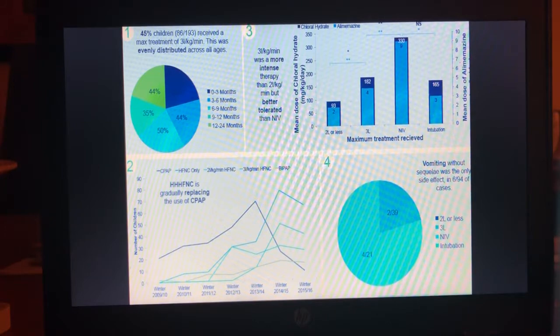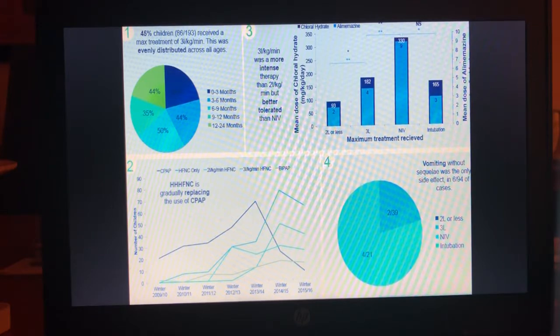So I'd like to talk you through this slide. We'll start off with, firstly, the top left-hand corner and the pie chart, which shows the age distribution between 3-month categories, 0 to 3, 3 to 6, 6 to 9, etc., for the 86 children out of the 193 who received 3 litres per kilo per minute. Hopefully you can see that it's fairly evenly distributed across the age ranges, and so there's no particular age group who appear to predominate with a higher flow rate.